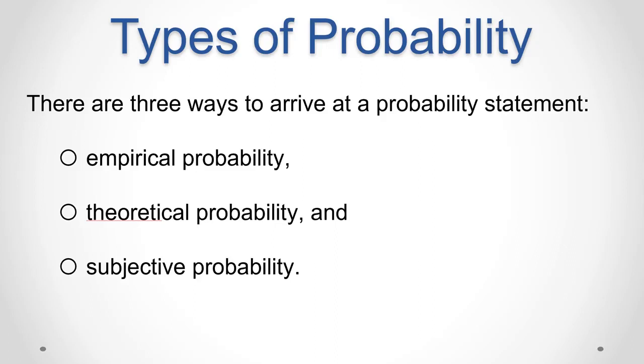Hello, everyone. This is our second lecture for Chapter 6, An Introduction to Probability. In this lecture video, we will discuss the different types of probability. There are three ways to arrive at a probability statement: the empirical, classical or theoretical, and subjective probabilities.